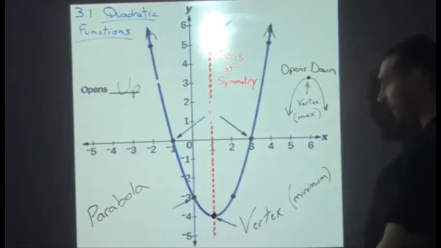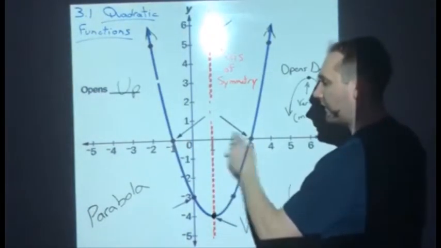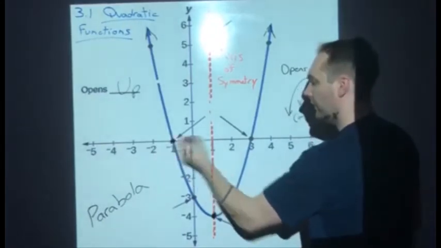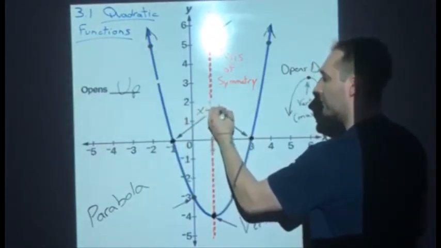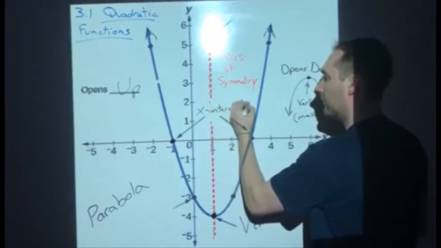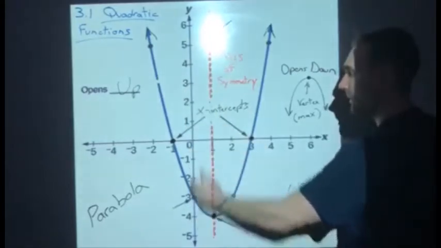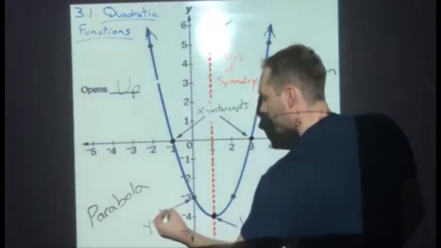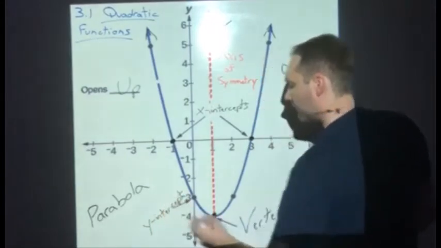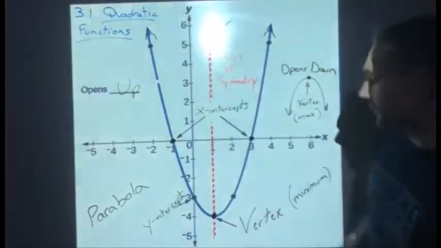Now some other points to take away. If our parabola were to cross the x-axis, like it does here twice, these would be your x-intercepts. And here, where your parabola crosses the y-axis, this is your y-intercept. So the big key takeaway from here is labeling parts of a parabola, also known as a quadratic function.